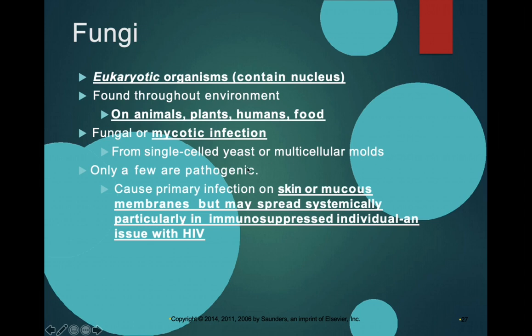Only a few are pathogenic. The cause of the primary infection is found on the skin or mucous membranes, but they can be spread systemically, particularly if the person has, here we see it again, a compromised immune system or they're immunosuppressed. This is seen commonly with people with HIV that get these systemic fungal infections.